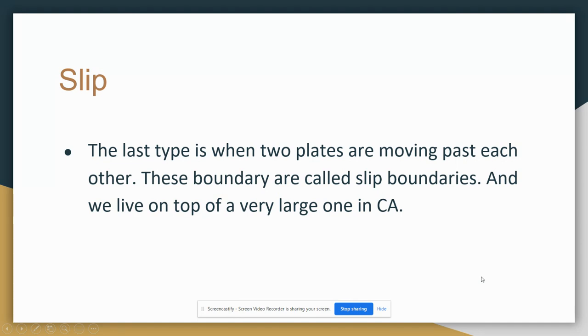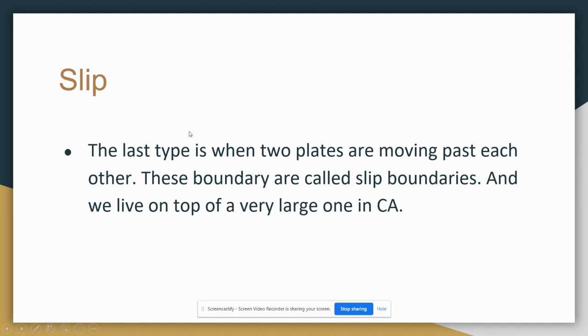The last option is, well, some of the times crusts aren't going to be moving directly toward each other or directly away from each other. They'll be slipping past each other. So you can think of this as like moving one hand next to the other. Well, there's a lot of friction involved, but you're not going to be opening up huge gaps or creating huge trenches.